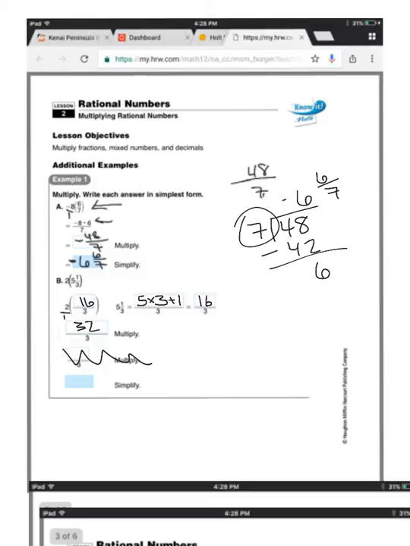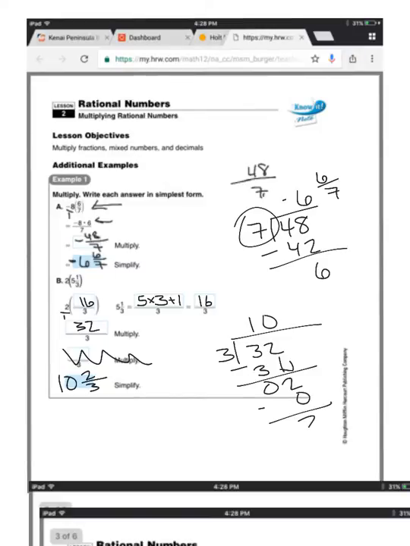3 goes into 32 10 times. 10 times 3 is 30. 32 minus 30 is 2, and we put it over 3. Or if you need to do longhand, which is fine, 32 goes under, 3 goes outside, we get 1, 3, subtract, bring down the 2, 3 doesn't go into 2 at all, 0 times 3 is 0, subtract, that number is the numerator, and the outside number is the denominator.